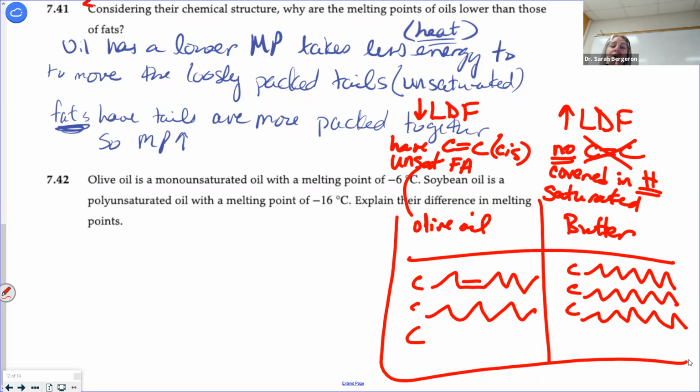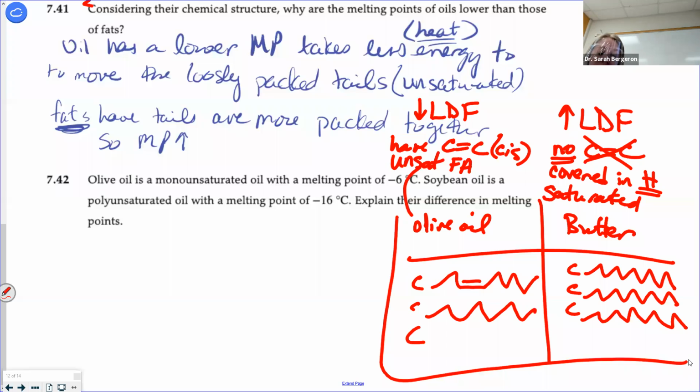Okay, so let's look at two oils, olive oil and soybean oil. Are they both liquids at room temperature? Yes, they are. But they do have different melting points. They melt, one at -6 degrees Celsius and the other at -16 degrees Celsius, right? And room temperature in Celsius is about 25 degrees. So at 25 degrees both are liquids, but they have different melting points.